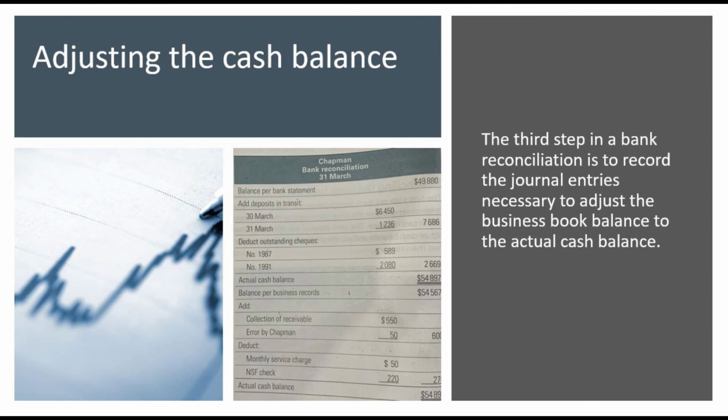Adjusting the cash balance. The third step in a bank reconciliation is to record the journal entries necessary to adjust the business book balance to the actual cash balance.